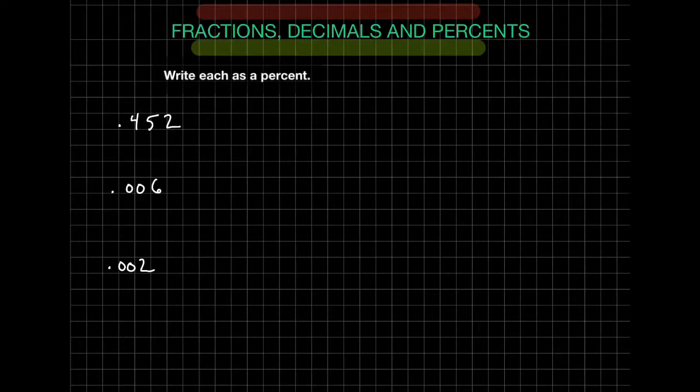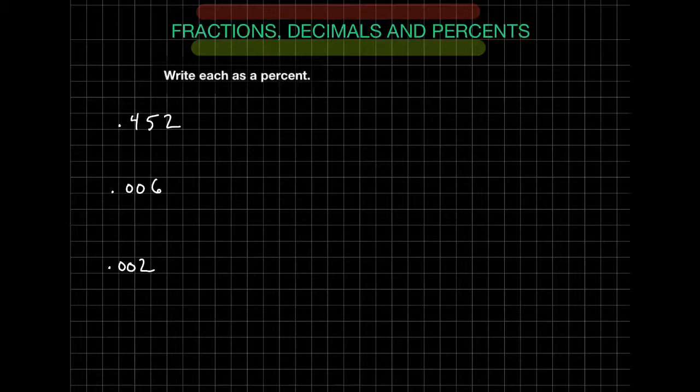Okay, now we're going to do the opposite. We're going to take decimals and write them as percentages. So we're basically just doing the reverse of what we were doing earlier. We're going to take these decimals and write each one as a percent. It's just the opposite of what we were doing earlier.